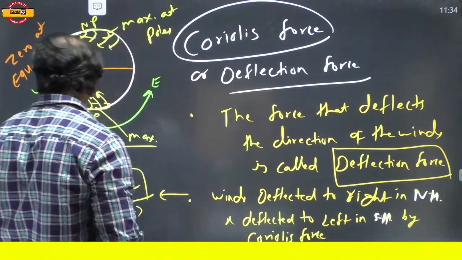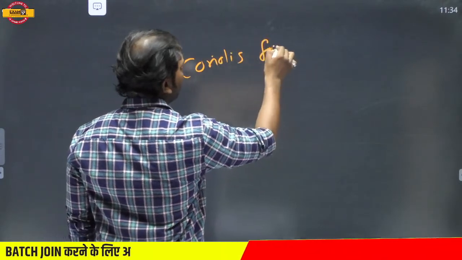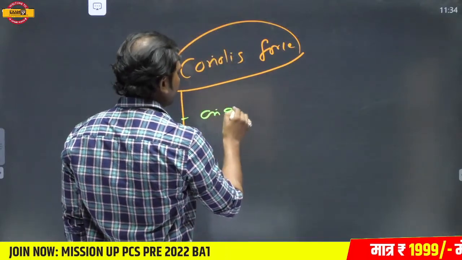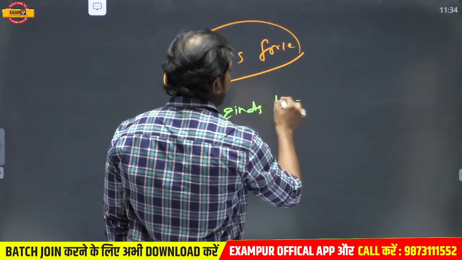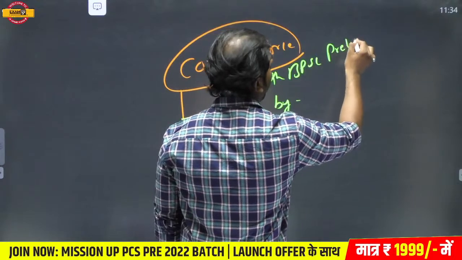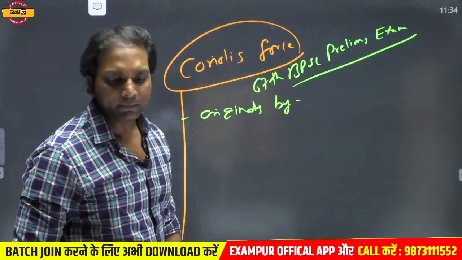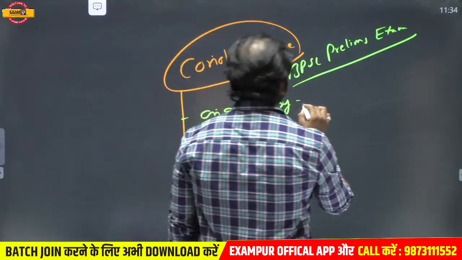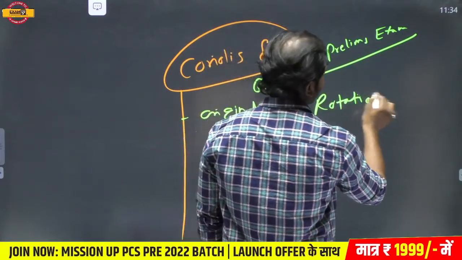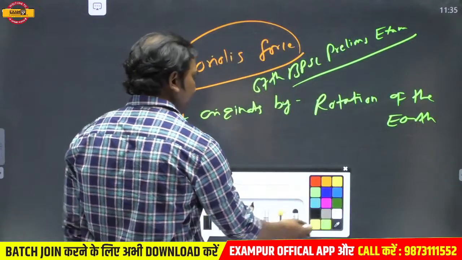So you can write down about the Coriolis force, which questions arise in the exam. This one was the 67th BPSC Prelims exam question, which was cancelled on the same day. So it originates by the rotation of the Earth.